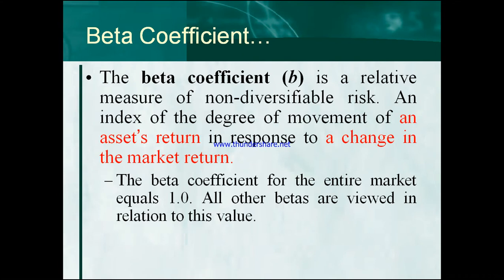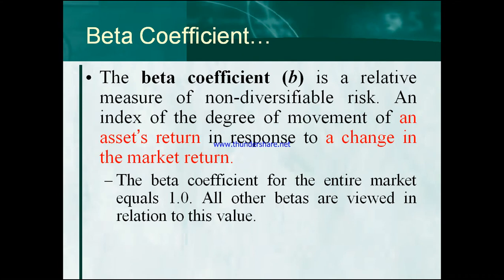The other one is the beta coefficient. What is the importance, or what is the advantage, of the beta coefficient? The beta coefficient is a relative measure of non-diversifiable risk. It is an index of the degree of movement of an asset's return in response to a change in the market return.